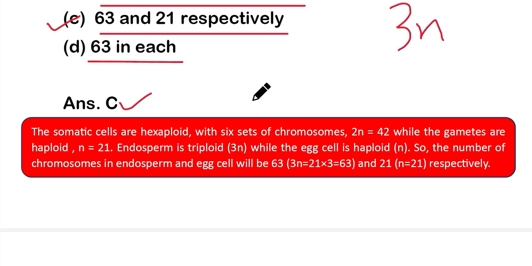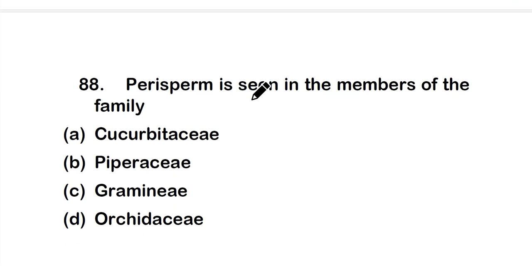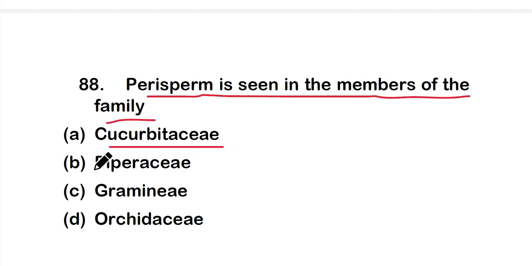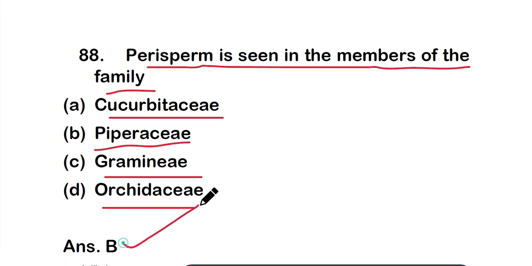Okay. So the next question is question number 88: perisperm is seen in the members of the family, option A, Cucurbitaceae, option B, Piperaceae, option C, Gramineae, option D, Orchidaceae. And the right answer is option B, Piperaceae. So perisperm is seen in the members of the family Piperaceae.